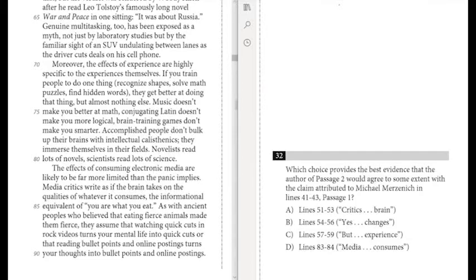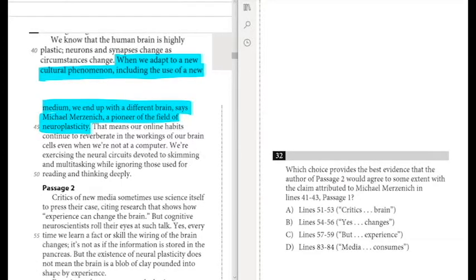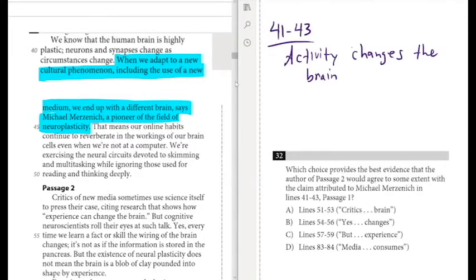So let's go ahead and analyze the lines in 41 to 43 of passage 1. And the quote is right here in blue. It says, when we adapt to a new cultural phenomenon, including the use of a new medium, we end up with a different brain. So that quote basically is telling us that activity changes the brain.